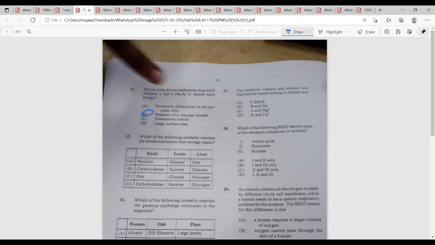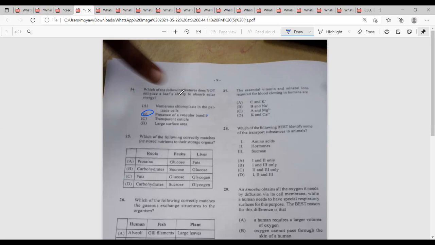Having a transparent cuticle does allow it, because if it's transparent, that means that the sunlight can travel through to enter the palisade cells, or the cells that contain the chlorophyll. So the chlorophyll rather can absorb more energy. So that's a good thing. D is definitely out of it.